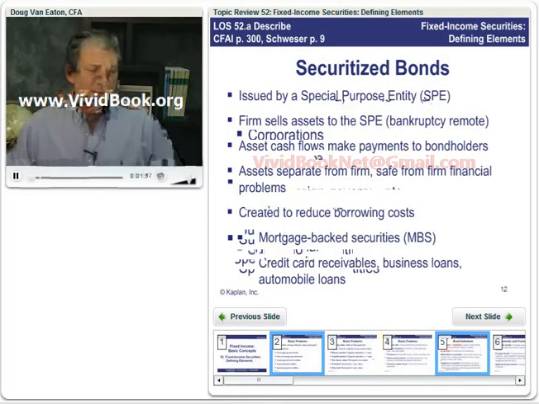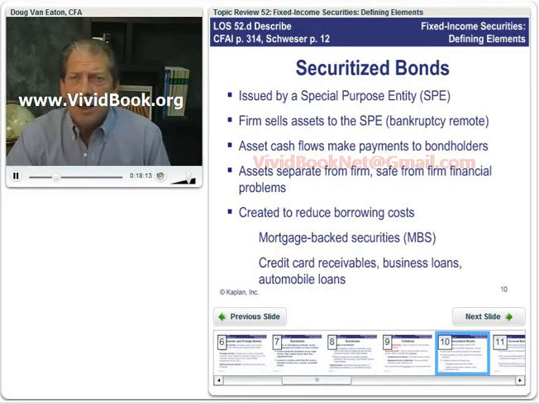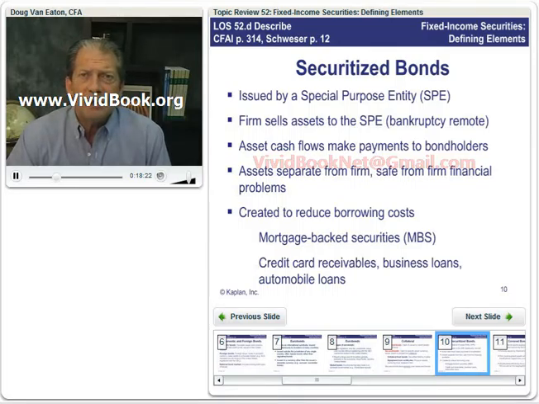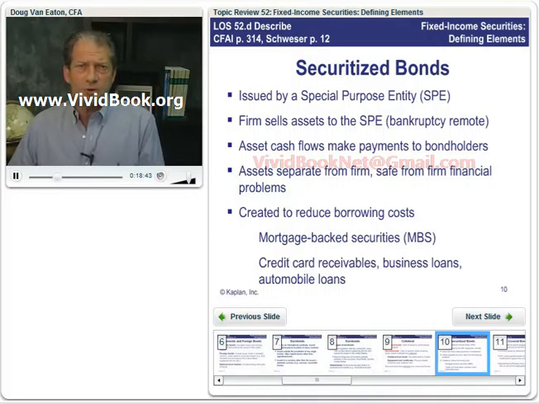Now, securitized bonds. We mentioned earlier special purpose entities, or SPEs, set up for the special purpose of borrowing money and backing it with financial assets. So here's what goes on. You've got a company, say they've got some financial assets, say they've got a lot of credit card receivables on their books. What they do, the firm sells these financial assets to the special purpose entity. The special purpose entity issues bonds, borrows money to buy these assets.